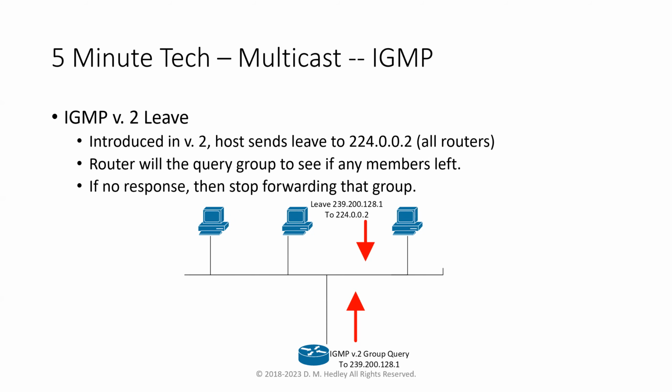What they added in v2 was a leave. With v1, the problem was, okay, you reported you wanted it, it runs for that backoff timer, or it runs for the query timer. Then I do my queries, I have to give some time for the devices to potentially answer, let it expire, and then I'm going to stop flooding traffic into this network. Well, with a leave, I can now send a message that says, I'm done with this group.